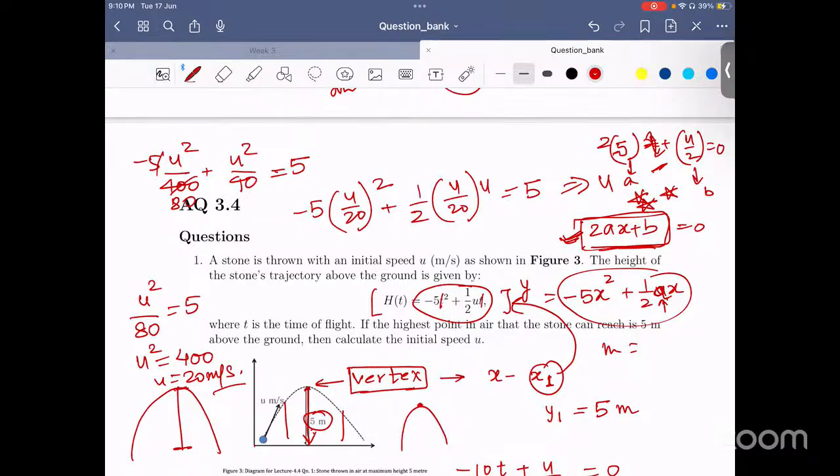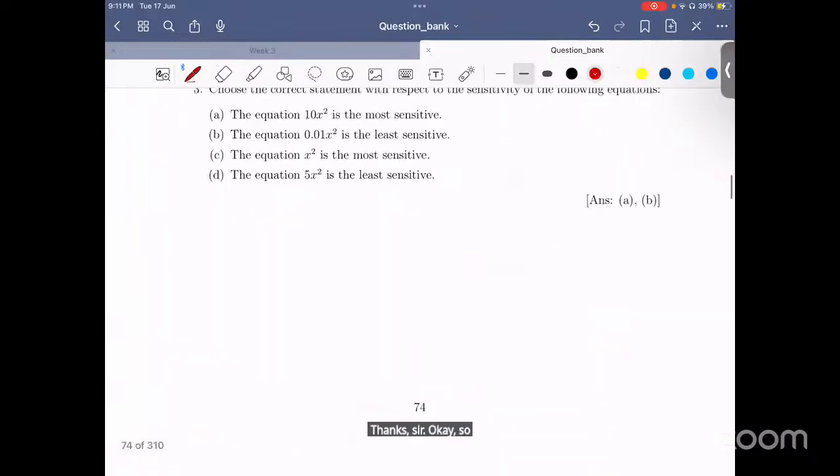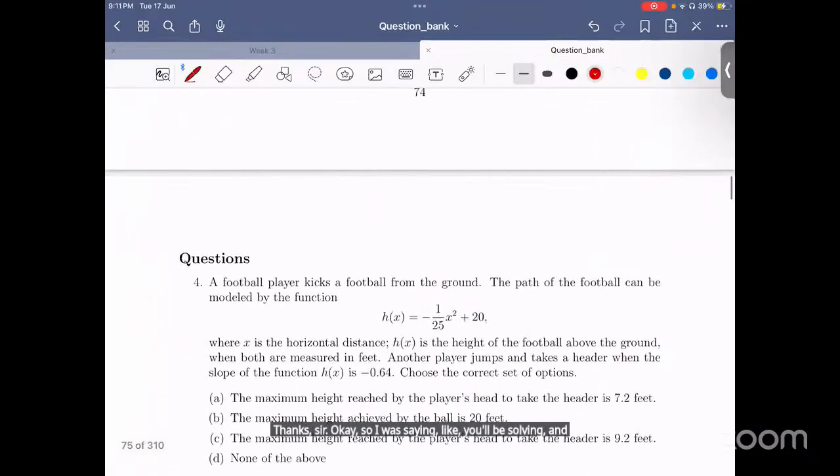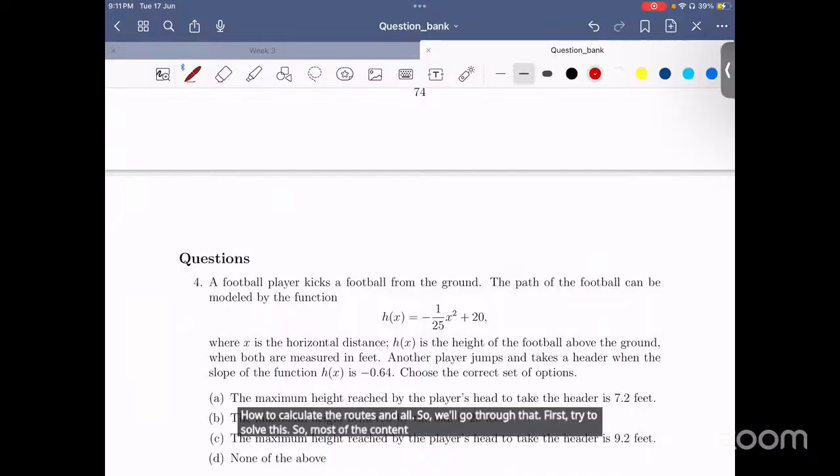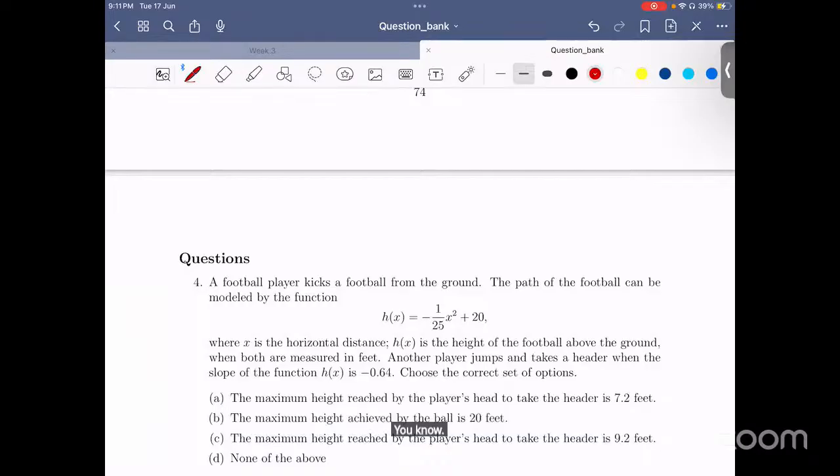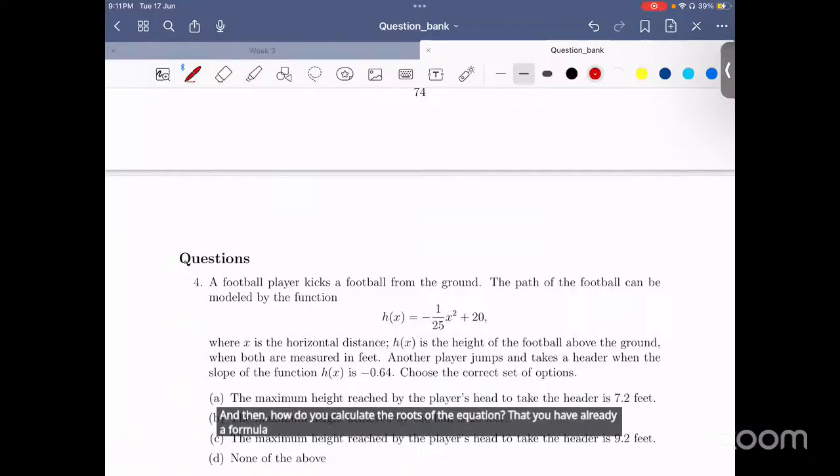Okay. So I was saying, we'll be solving solutions, and then we have some simple concepts again, like how to calculate the roots and all. So we'll go through that. First, try to solve it. Most of the concepts we have already done. This week is one of the simplest weeks, where you just have to know about the minima, maxima, vertex, axis of symmetry. That's it. And then how to calculate the roots of the equation. We already have a formula; you have already learned those.